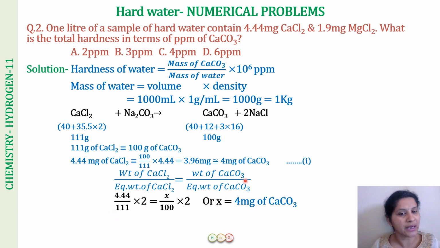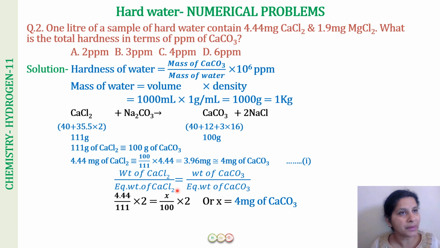Similarly, for calcium carbonate, what we have to find out is the weight. The equivalent weight is going to be molar mass divided by Z, so it will be 100 divided by 2, which will go in the numerator, so this will be multiplied by 2. So this is going to cancel out, this is going to cancel out. What you will be getting, the value of X, or the weight of calcium carbonate, is again approximately 4 milligram. So this is what we have as the equivalent concept.